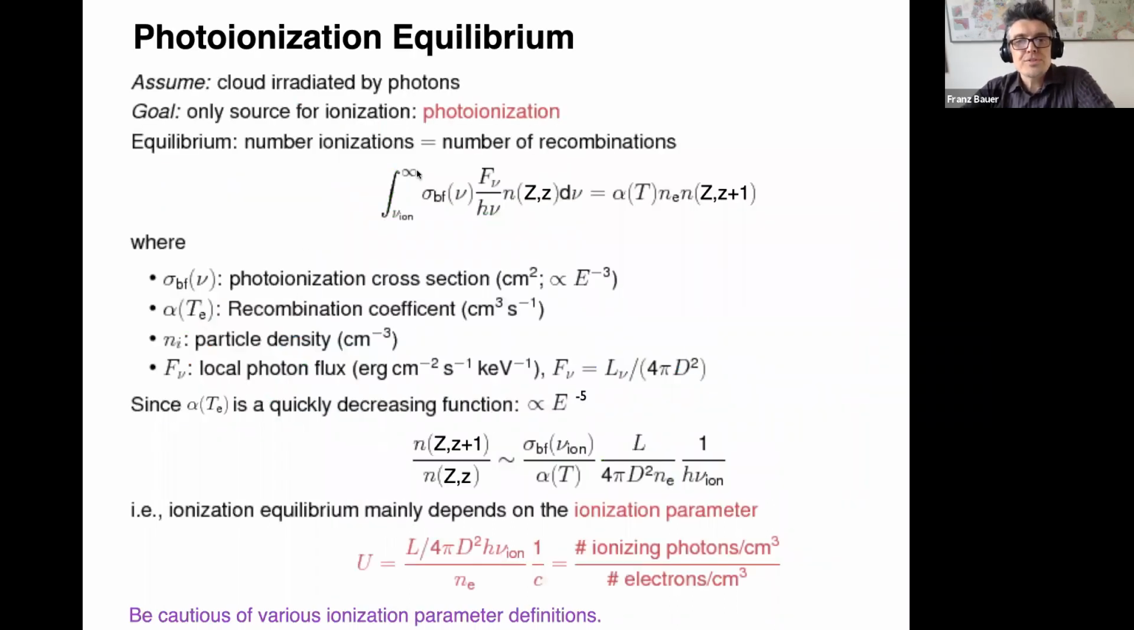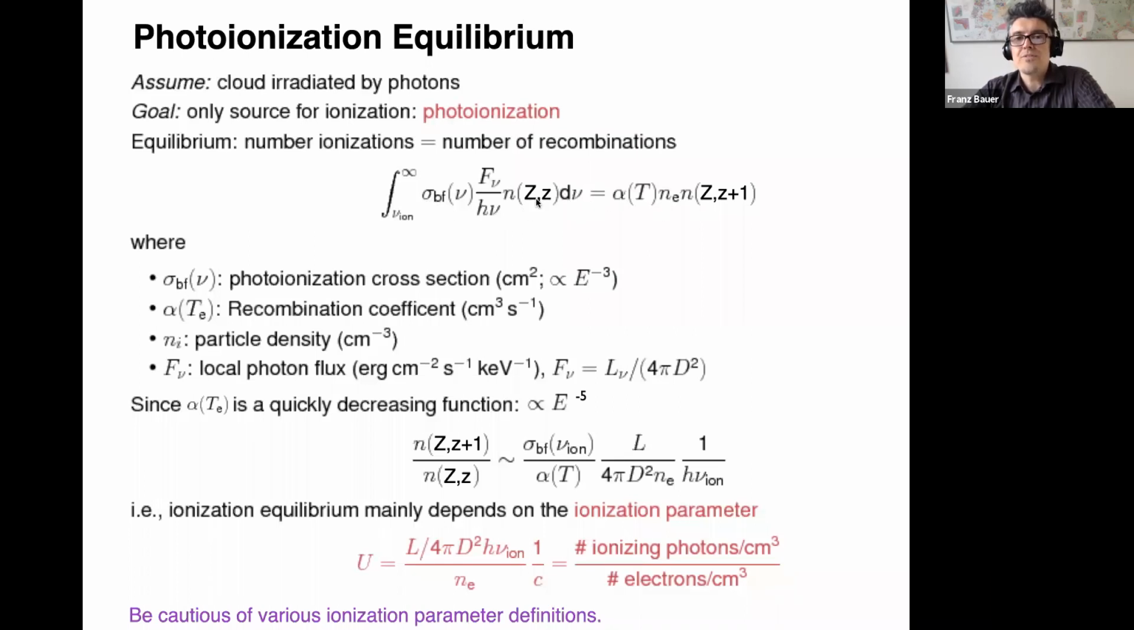And so just to think about this in a very simplistic case, let's assume that we have a cloud of gas. It's irradiated by photons, and we only have one source of ionization, photoionization. And so we assume equilibrium, and so the number of ionizations equals the number of recombinations, and so our rate of bound-free, which is going to be our photoionization, is going to be equal to our rate of recombination, right? And so we just have to solve this.